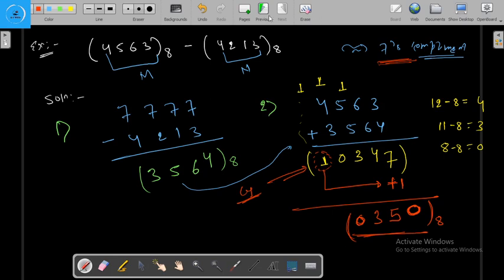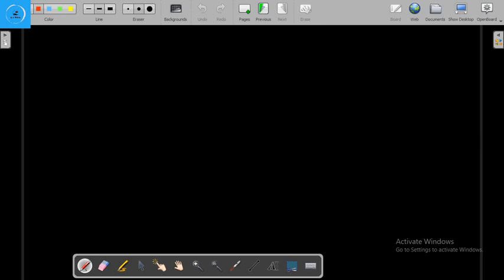Now I hope it will be crystal clear to all of the students how we are going to do the r minus 1's complement, how we are going to do r's complement, and how we are going to perform the subtraction in the r minus 1's complement. Now we are going to see how we perform the subtraction in the r's complement. Our heading will be subtraction with r's complement.